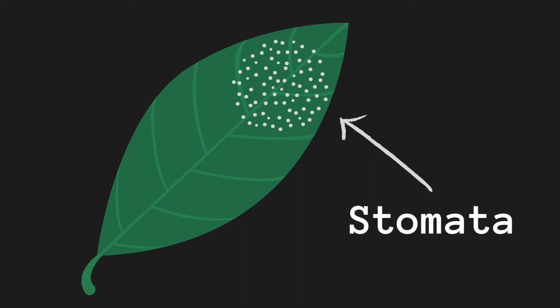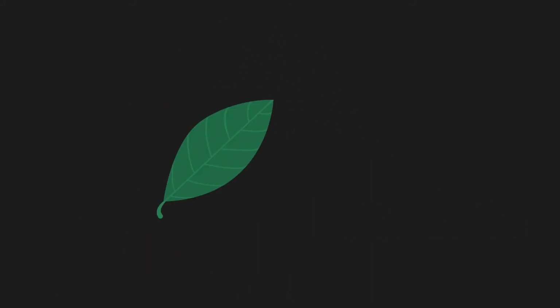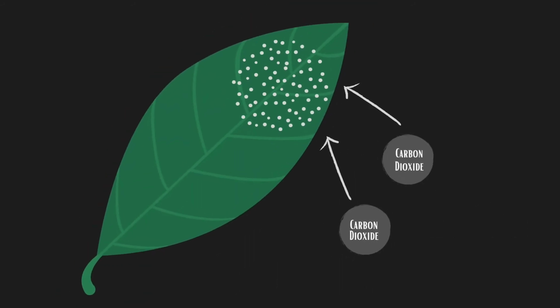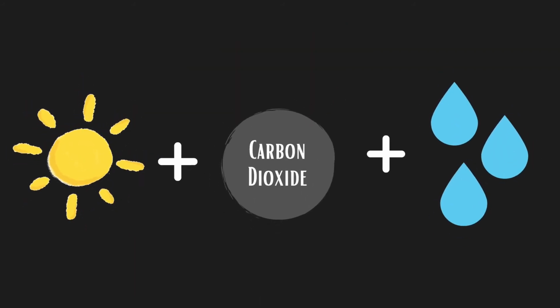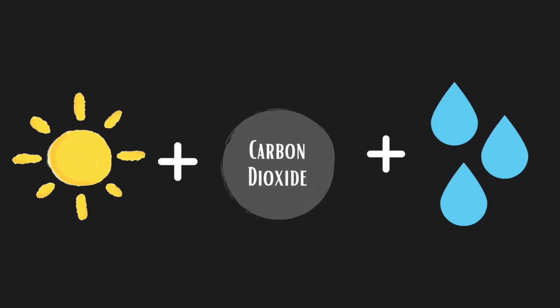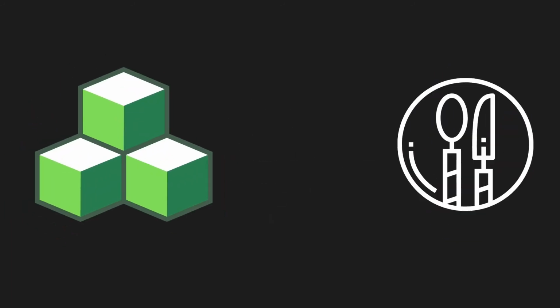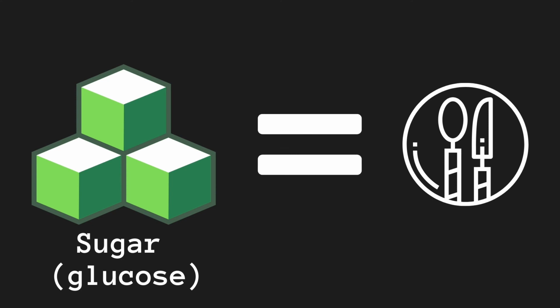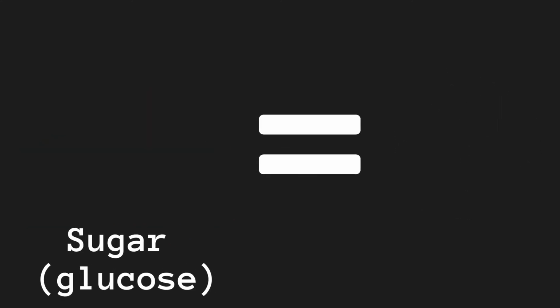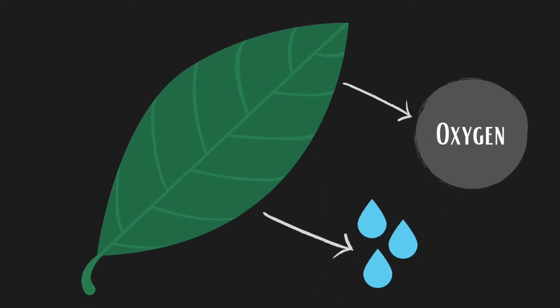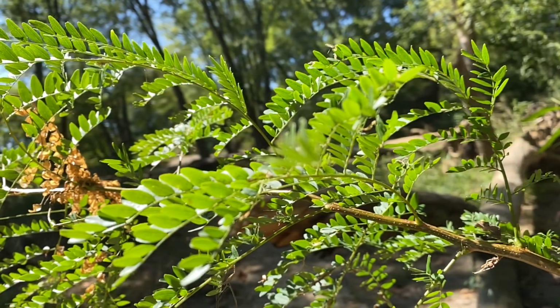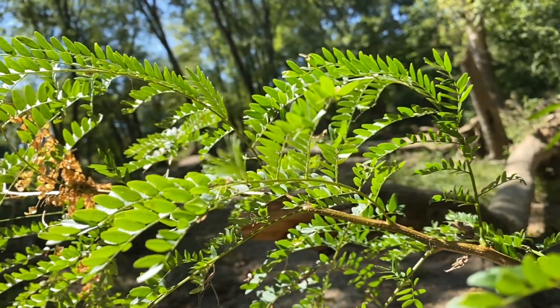Leaves also have little pores called stomata that take in carbon dioxide from the air. The sun's energy, the carbon dioxide, and water that was brought in from the roots are all used to make sugar, sometimes called glucose. These sugars are used as the plant's food. After the plant makes its food, it gives off oxygen and water as a waste product. That means that plants also make the air you need to breathe. Without their special photosynthesis powers, we would not be alive.